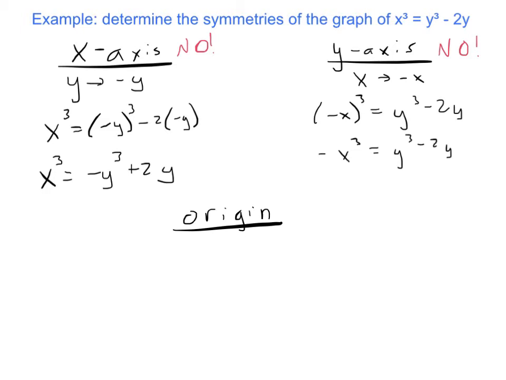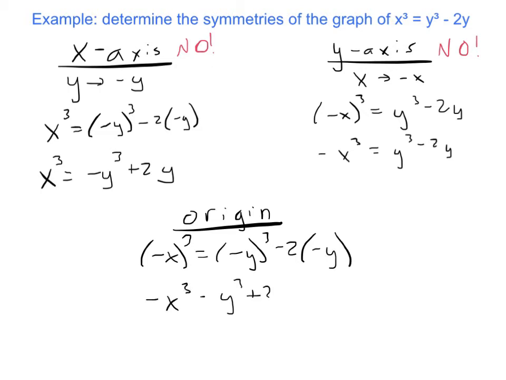Now, for origin symmetry, we plug in negative x for x, we substitute in negative y for y, and we see what the effect is. So when I do both of those things, I'll have negative x cubed equals negative y cubed minus 2 negative y. Here I have negative x cubed equals negative y cubed plus 2y.